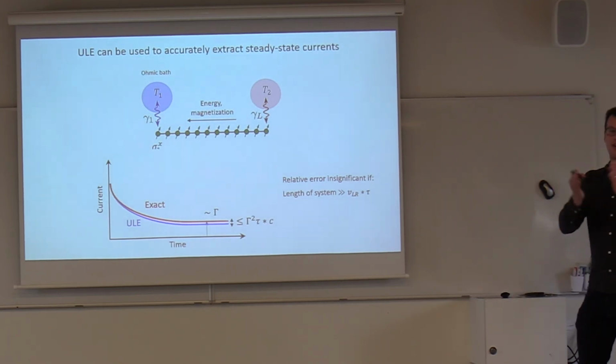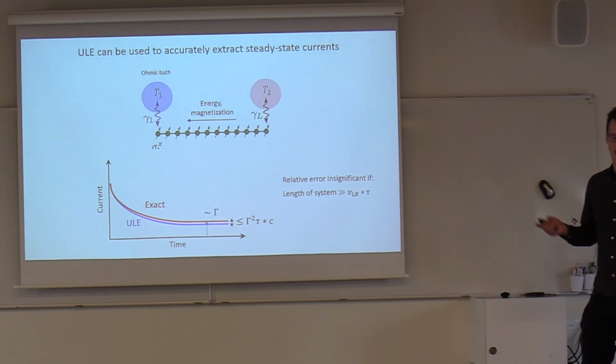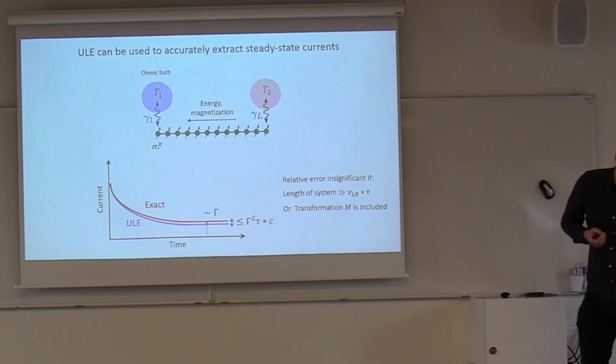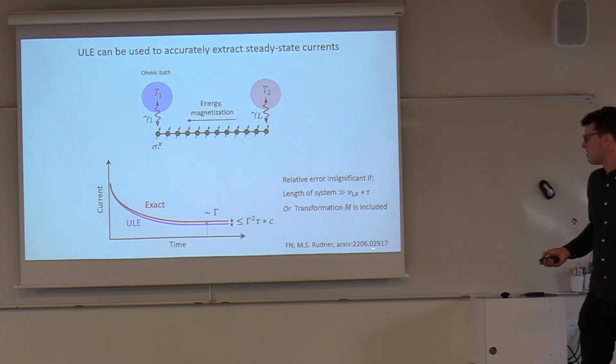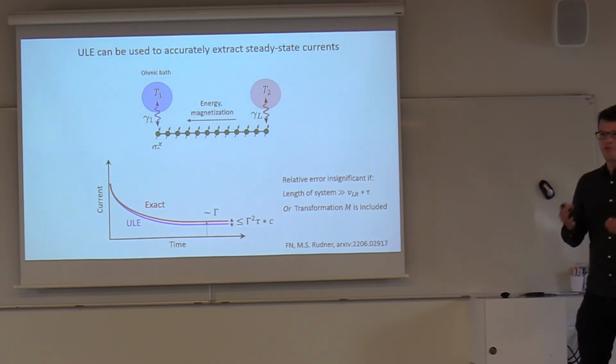But even if you don't have a large system, you can still compute the current accurately by taking into account this transformation M that's given in the paper. It's slightly more involved, but it's a well-defined procedure and you can still exploit the stability and the intuition of the Lindblad master equation. The details are given in this paper. So that was an important subtlety that we encountered, but there is a solution to it. That's the message.